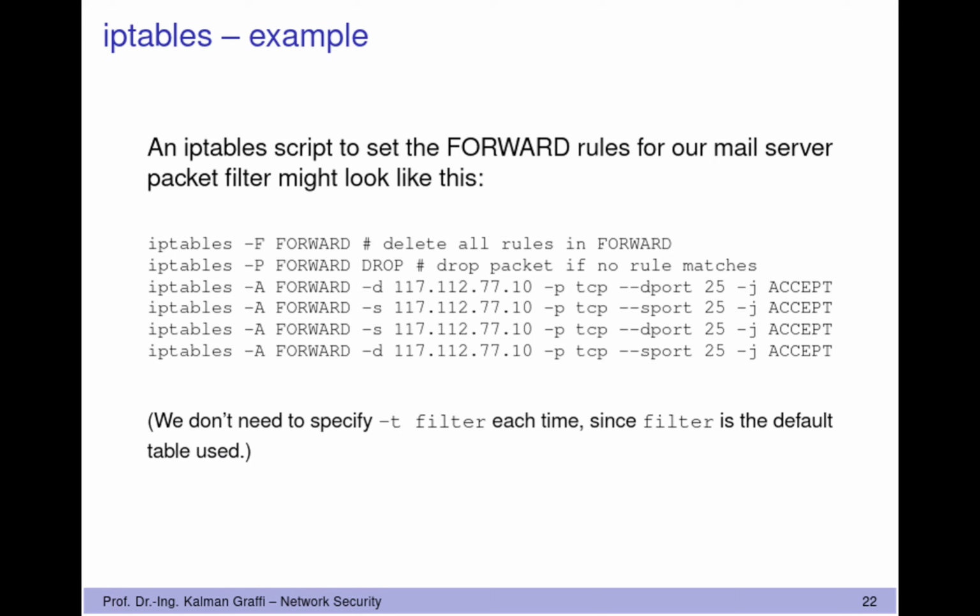Okay, so let's write down our setup. Keep in mind, what did we want? Here's the internet, here's our firewall, and here's the mail server. This was the setup. This is the mail server M, and it's listening on port 25. And also messages going out are sent from port 25.